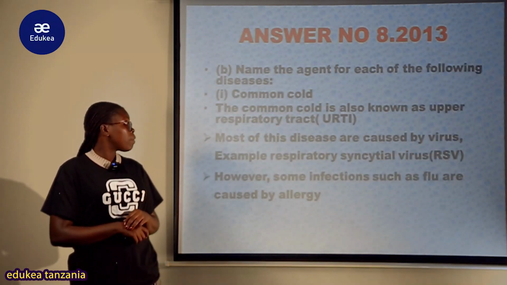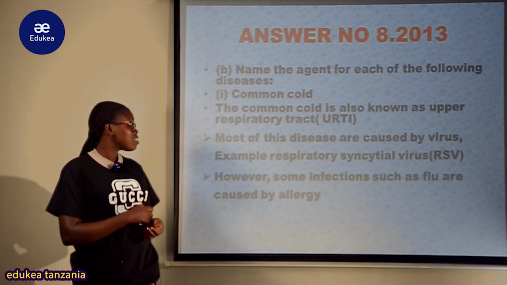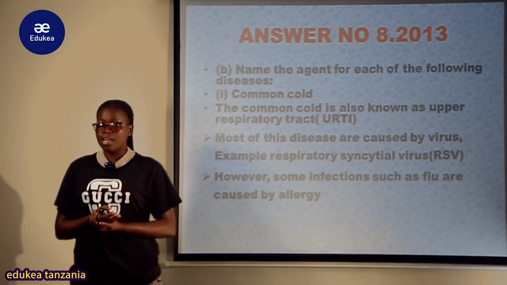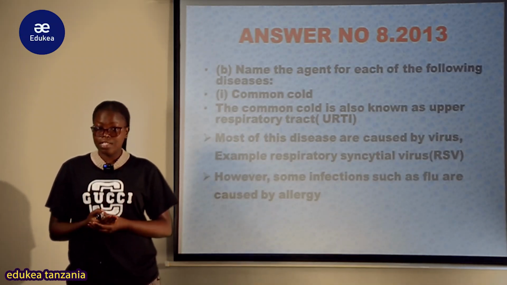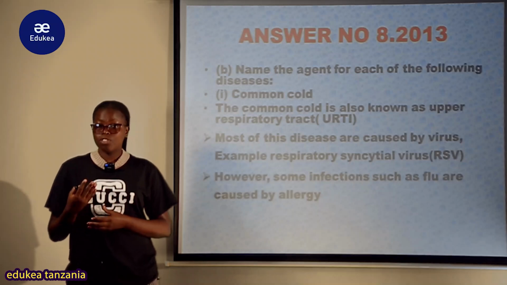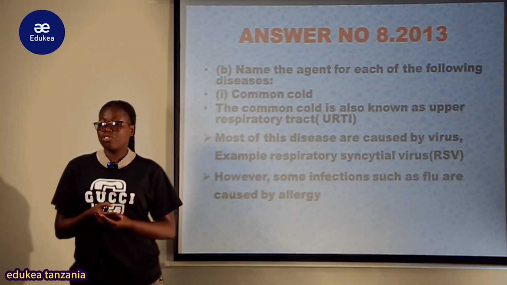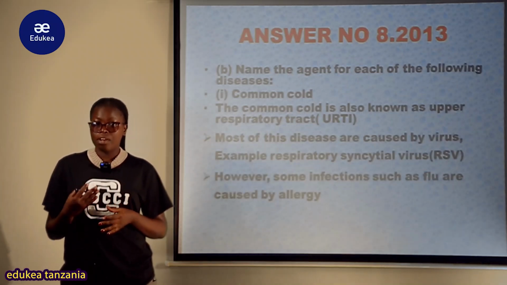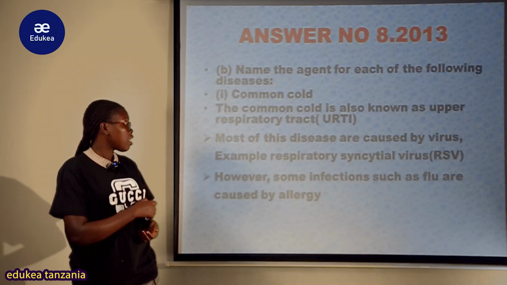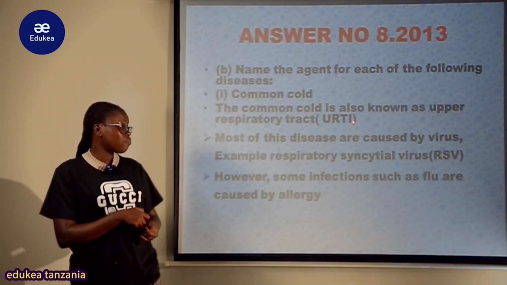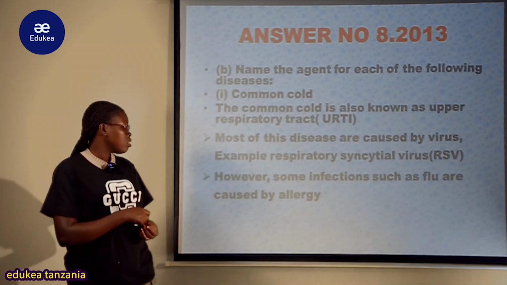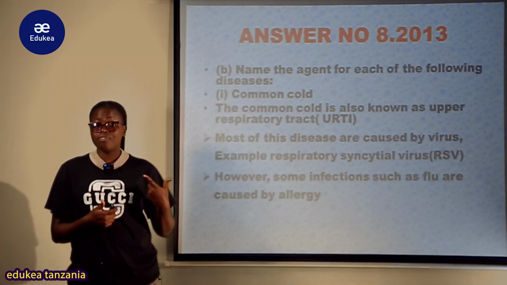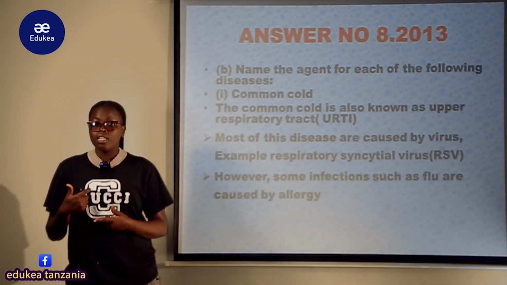And the second question, Roman B, you are needed to state the agent of disease for the following diseases. The first one is common cold. Ukiangalia katika topic yetu ya health, immunity, and disease, nimeweza kuielezea in detail the common cold. In other terms, it is called the upper respiratory infection. So don't get confused. Ukisikia common cold ni yule mtu ambaye anamaanisha URTI au upper respiratory tract infection. Most of these diseases are caused by virus. Kwa hivyo, the causative agent of this common cold disease ni virus.